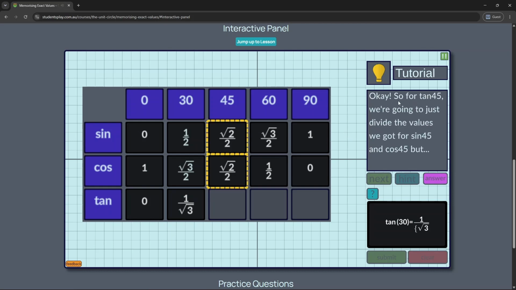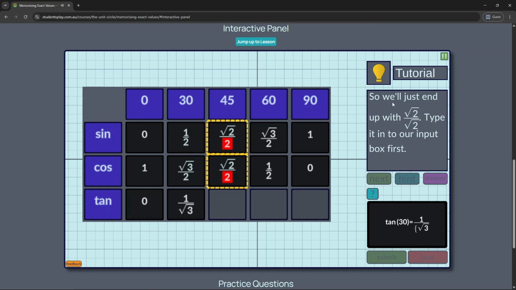Okay, so for tan 45, we're just going to divide the values we got for sine 45 and cos 45, but seeing as the 2's on the denominator will cancel anyway, we can just ignore them. So we'll just end up with root 2 on 2. Type it into our input box first, okay? So if we did divide the whole fraction by the whole fraction, the 2's will go away, so we may as well just do the numerator divided by the numerator. So square root of 2 over square root of 2.